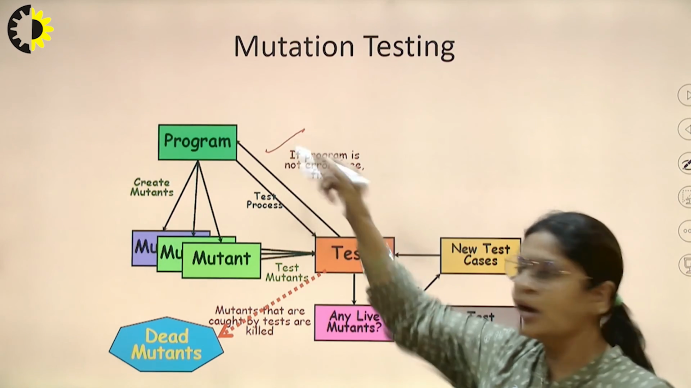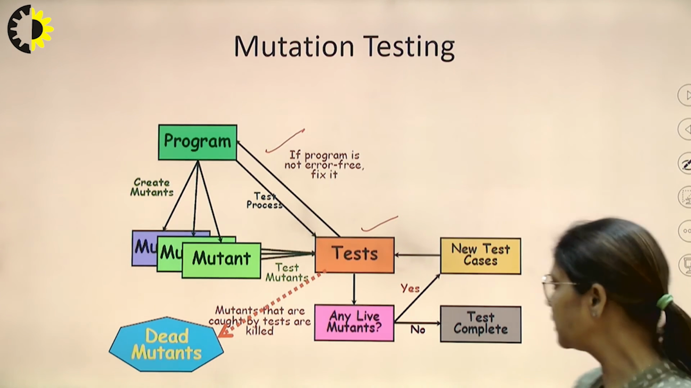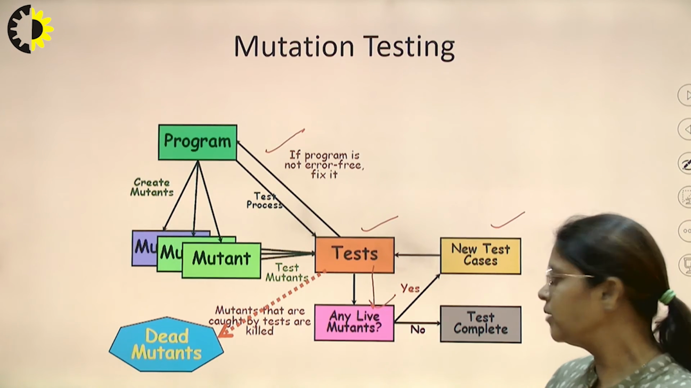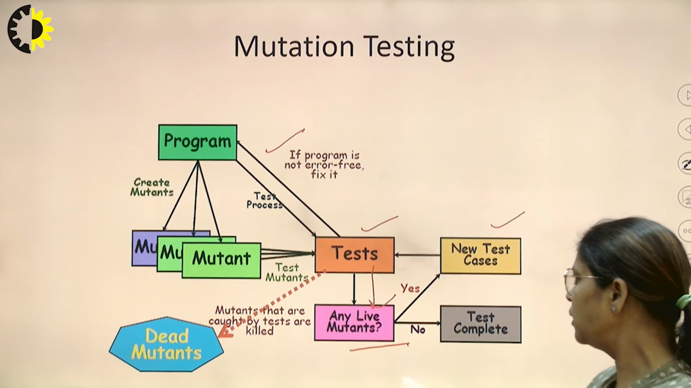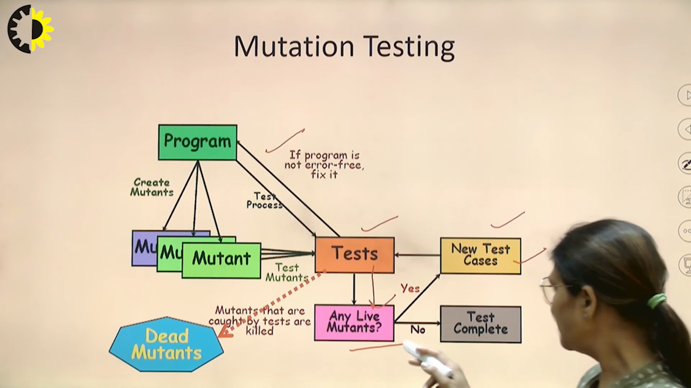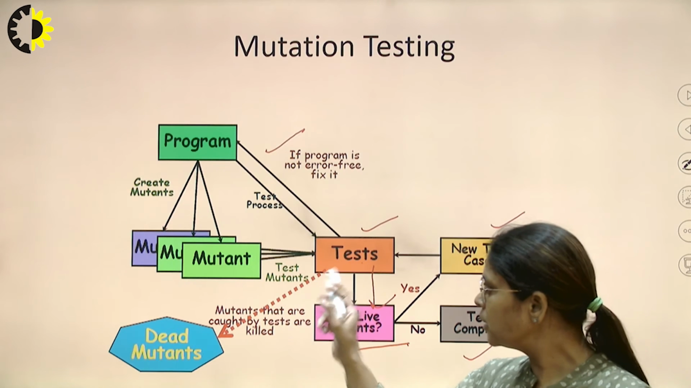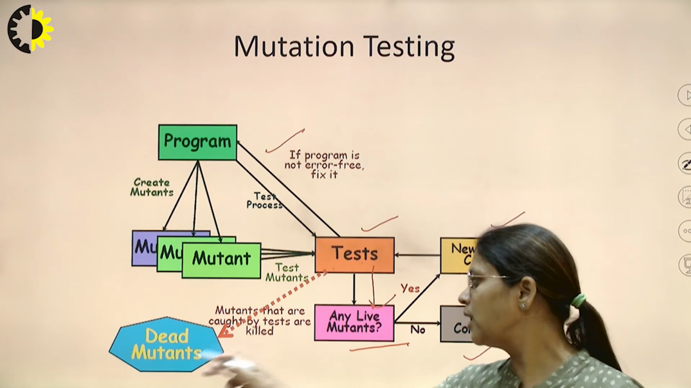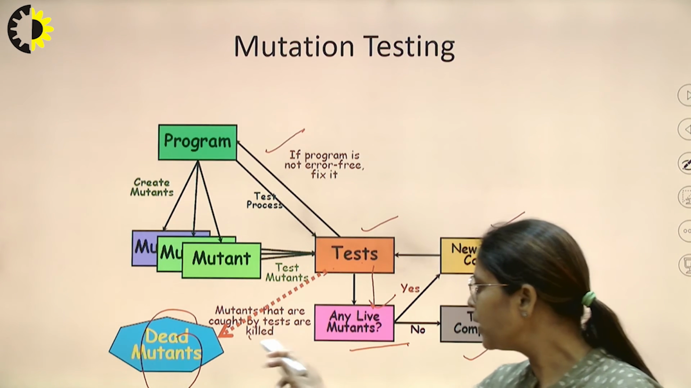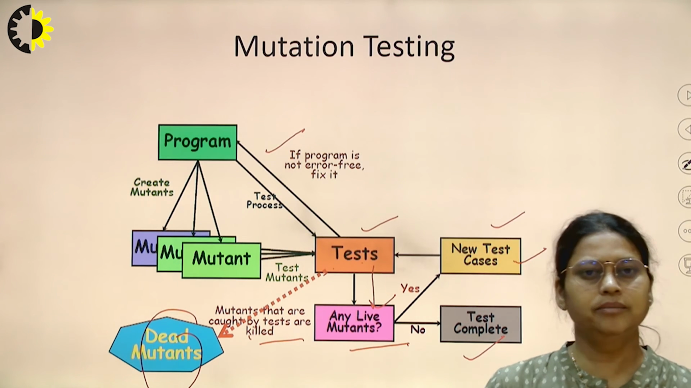This is our whole program or project. We apply the test cases, and new test cases will be generated. When we test any live mutant, if it is yes, then new test cases will be generated, and if it is not, then it is completed. And the test cases which give an incorrect result move the mutant to the dead mutant category. So mutants that are caught by tests are killed. This is the process of mutation testing.